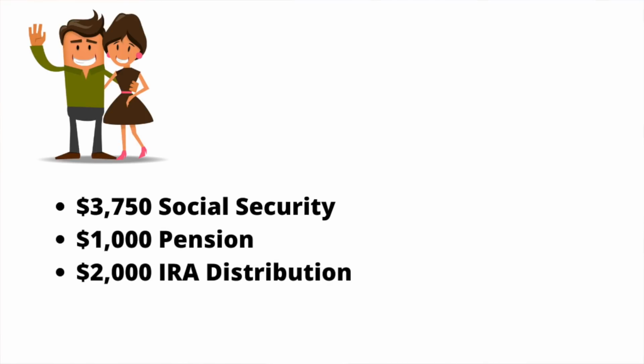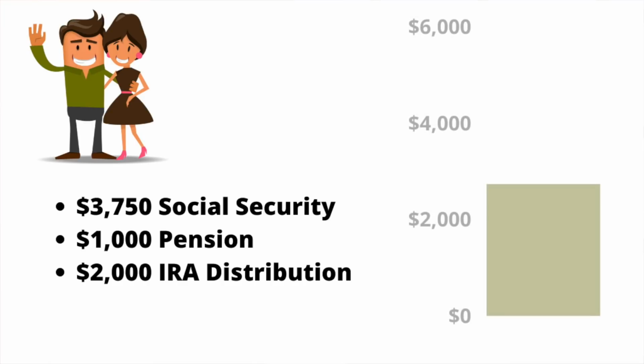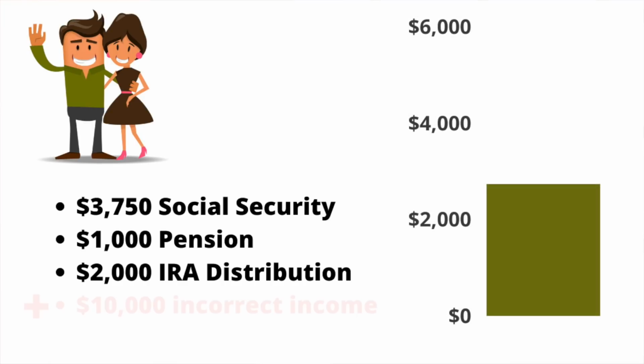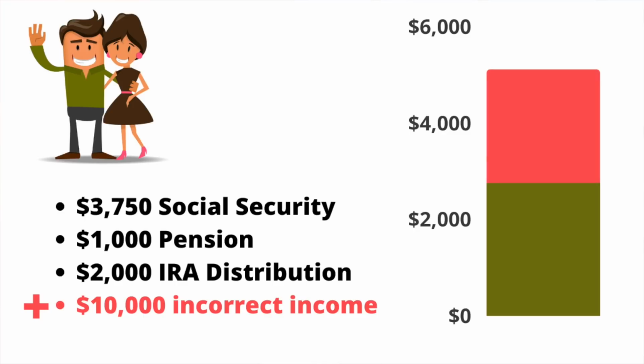This would result in a total tax at the end of the year of $2,785. Now, assume they had an additional $10,000 added to that taxable income from an incorrect, say, interest income report or distribution from a retirement plan. Well, in that case, their total tax would jump up to just over $5,000. That extra $10,000 in income would make their taxes nearly double.